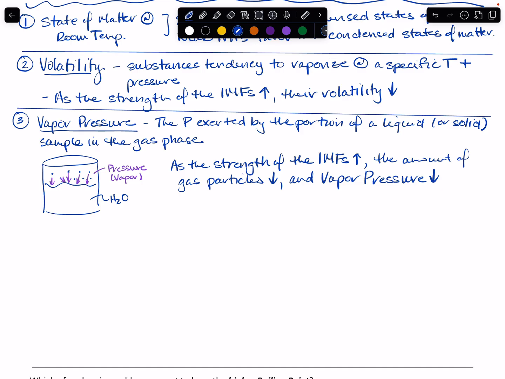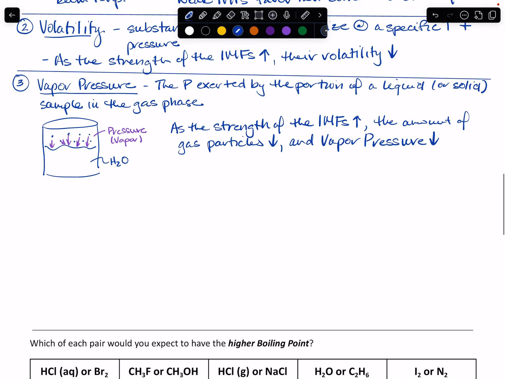So a substance that utilizes London dispersion forces as its strongest intermolecular force is going to have more vapor present because it has weaker intermolecular forces, which means more particles could hit the surface, which means a higher vapor pressure. And vice versa for something that has a really strong intermolecular force.